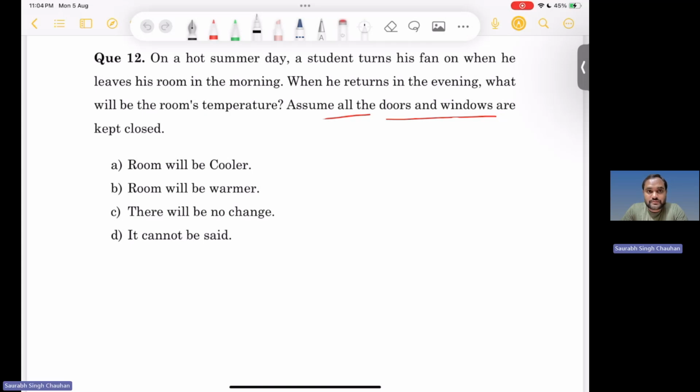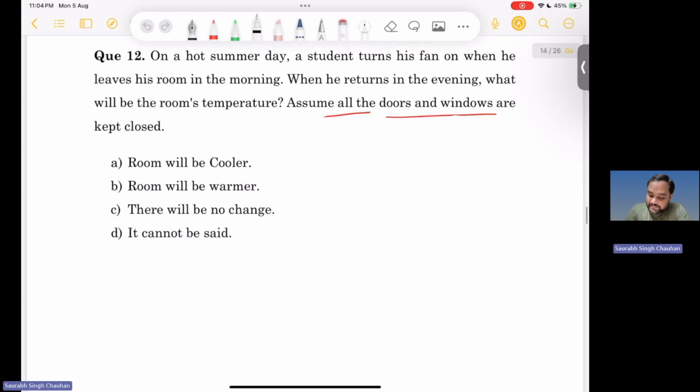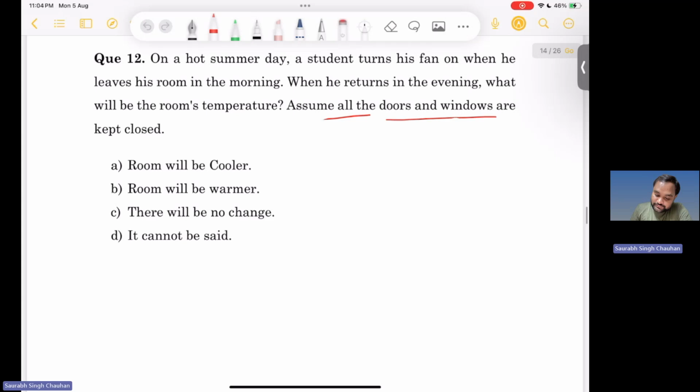Okay, so we were discussing question number 12. Question number 12 says, on a hot summer day, a student turns his fan on when he leaves his room in the morning. When he returns in the evening, what will be the room's temperature? Assume all the doors and windows are kept closed. So it is given that we have to assume that all the doors and windows are kept closed.